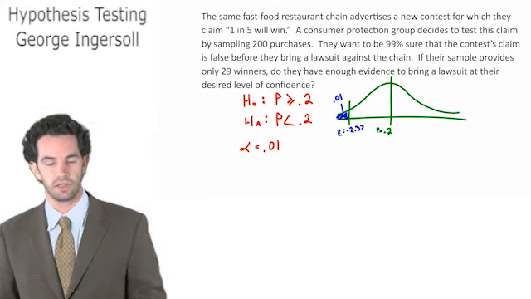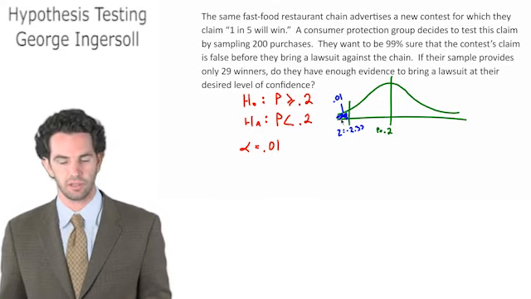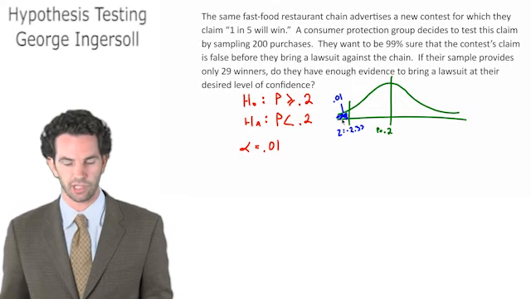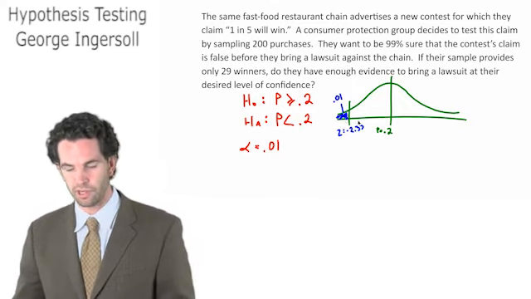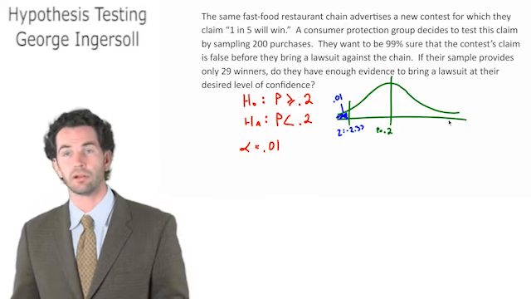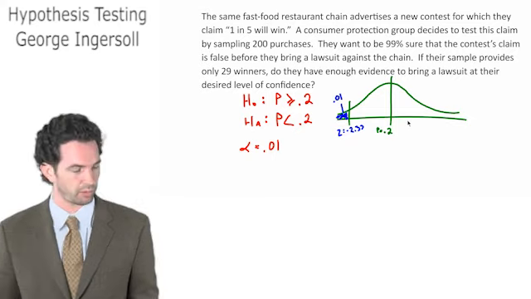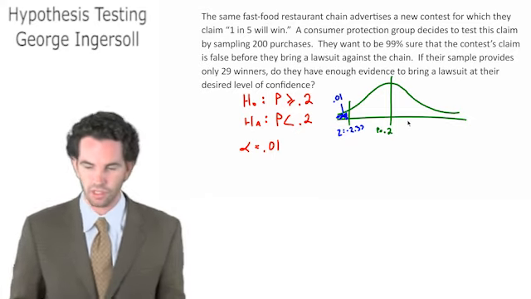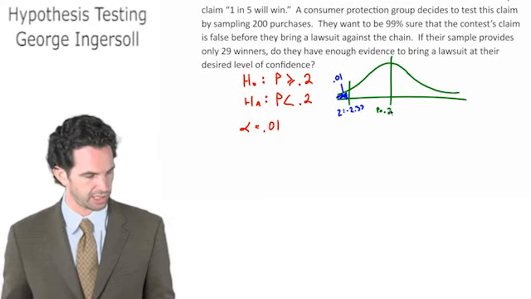That's our threshold. If we get more than negative 2.33 standard deviations to the left, then we're going to reject the null hypothesis with 99% confidence and we'll bring a lawsuit. If we're anywhere in here or over here, then we cannot reject the null hypothesis and we'll just go on our merry way. So let's look at our proportion that we got from the sample. Let's set this thing up.